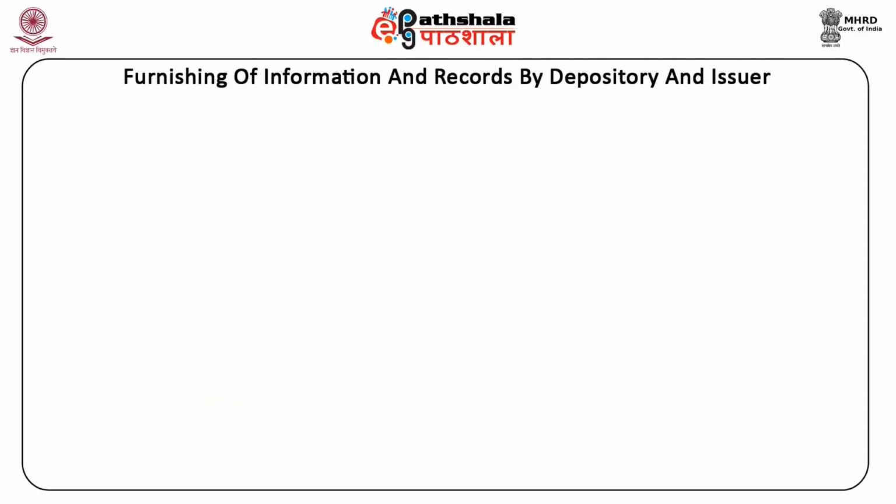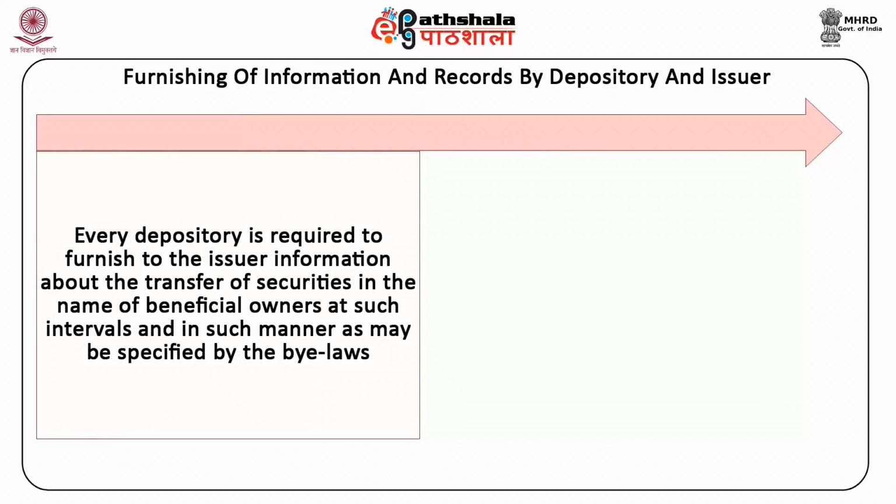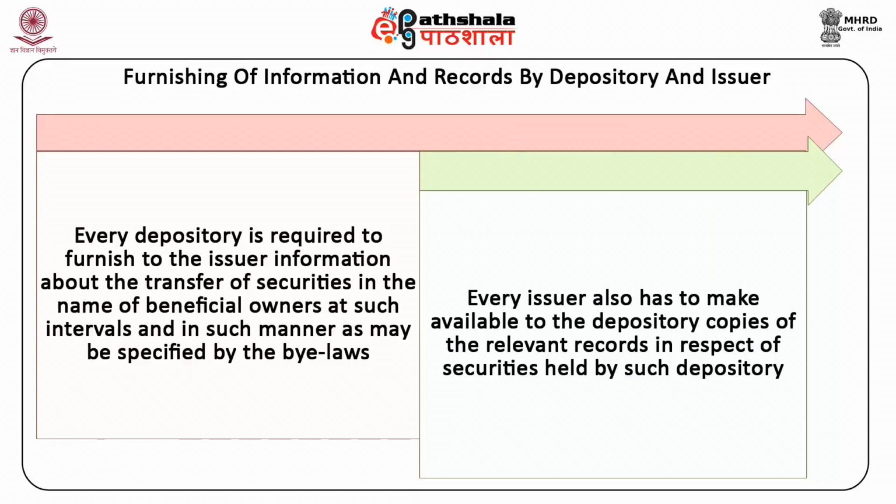Section 12. Furnishing of information and records by depository and issuer. Every depository is required to furnish to the issuer information about the transfer of securities in the name of beneficial owners at such intervals and in such manner as may be specified by the bylaws. Every issuer also has to make available to the depository copies of the relevant records in respect of securities held by such depository.